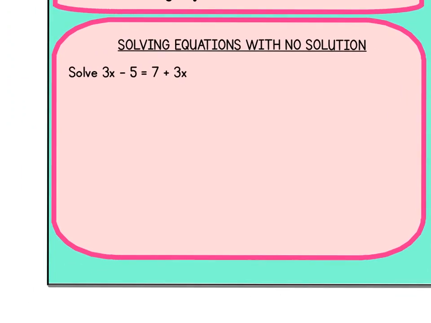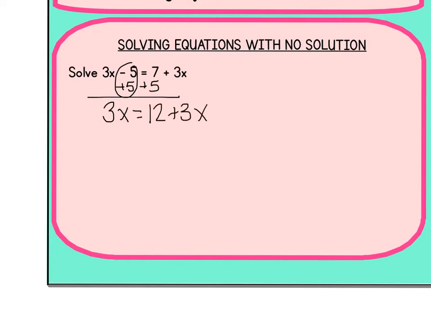So let's try another one. If I were to add 5, let's say I wanted to get rid of my numbers first. So I went and added 5 to both sides first. So I get 3x equals 12 plus 3x.